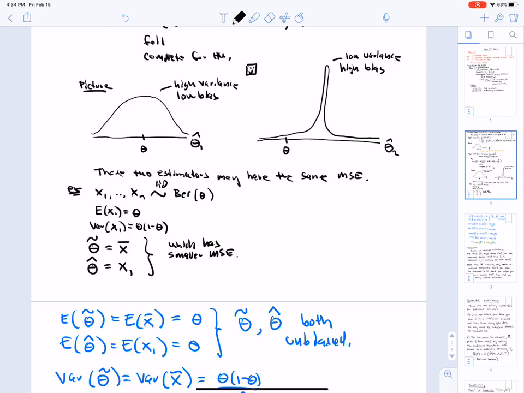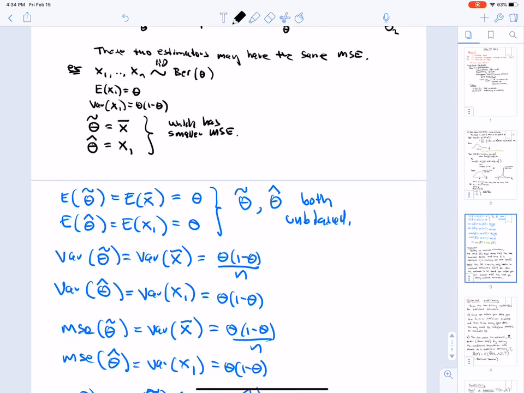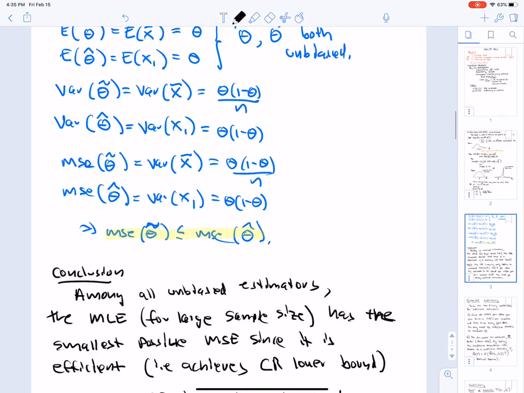As an example, let's look at X1 through Xn, IID Bernoulli. Remember the expectation of X here is theta and variance is theta times 1 minus theta. So we're going to look at two estimators: the sample mean and just the first component. You can see that both of these estimators are unbiased, and their variances are theta times 1 minus theta over n, and theta times 1 minus theta. So clearly the MSE of theta twiddle is greater than or equal to the MSE of theta hat.